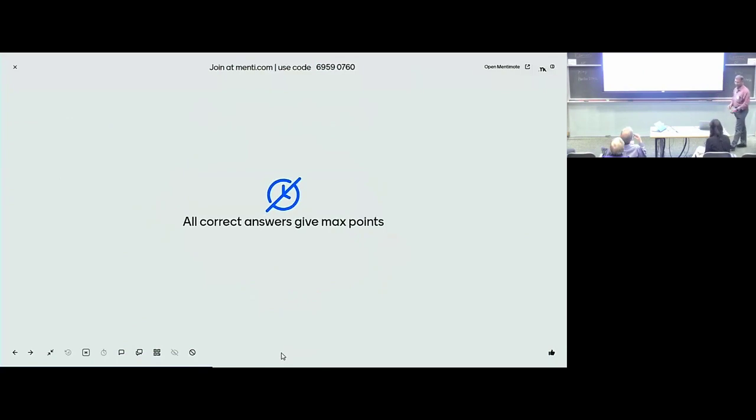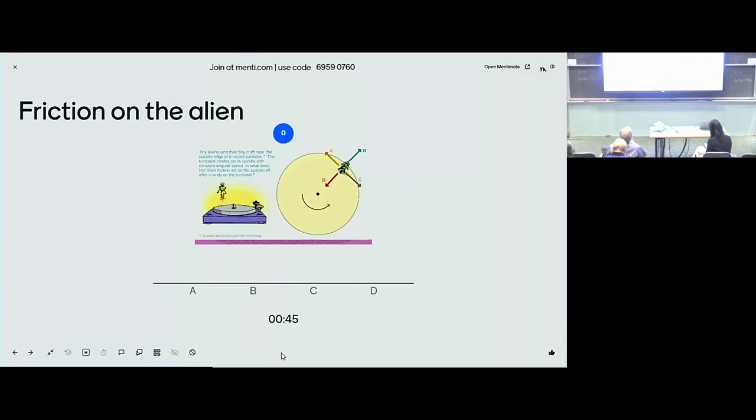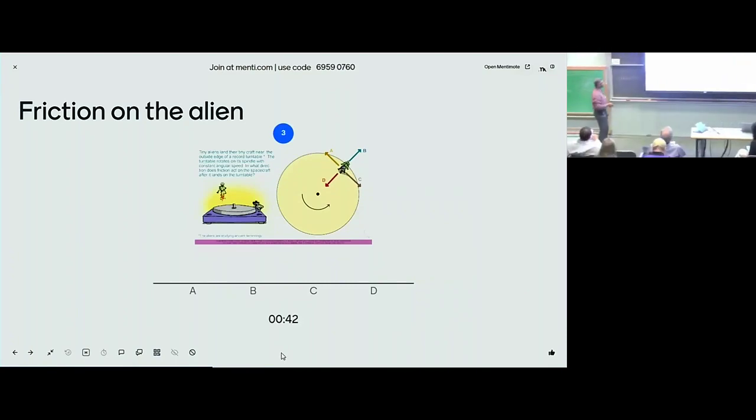This is also a friction question, but so far we have talked about motion in a linear trajectory. Now we are talking about motion in a nonlinear trajectory. Here, this teeny alien is on a turntable, and it is rotating at a constant speed. It's rotating without slipping. So the question is, what is the direction of friction on it? Use the very similar argument that I used in the previous two examples.